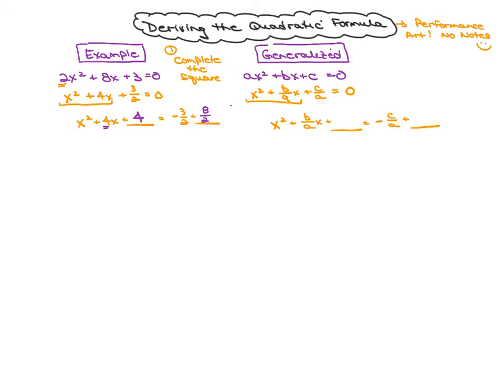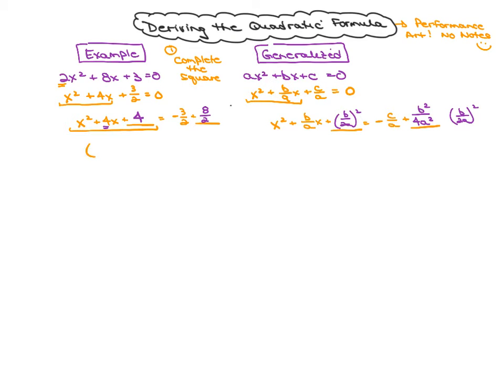Next, I'm going to come over to b over a and divide that by 2, so that will become b over 2a, and then I'm going to square it. So that becomes b over 2a squared. And if I go ahead and square that, that is going to be b squared over 4, that's 2 squared, a squared. Wonderful.